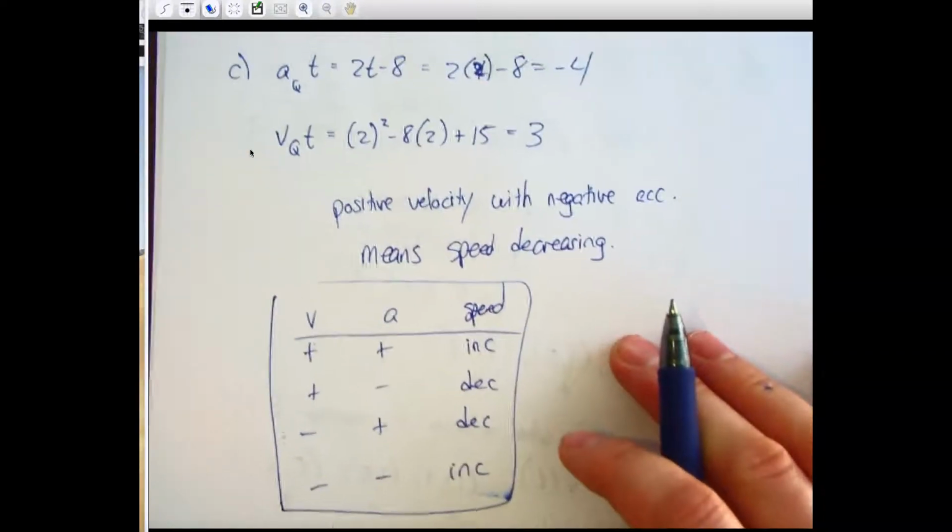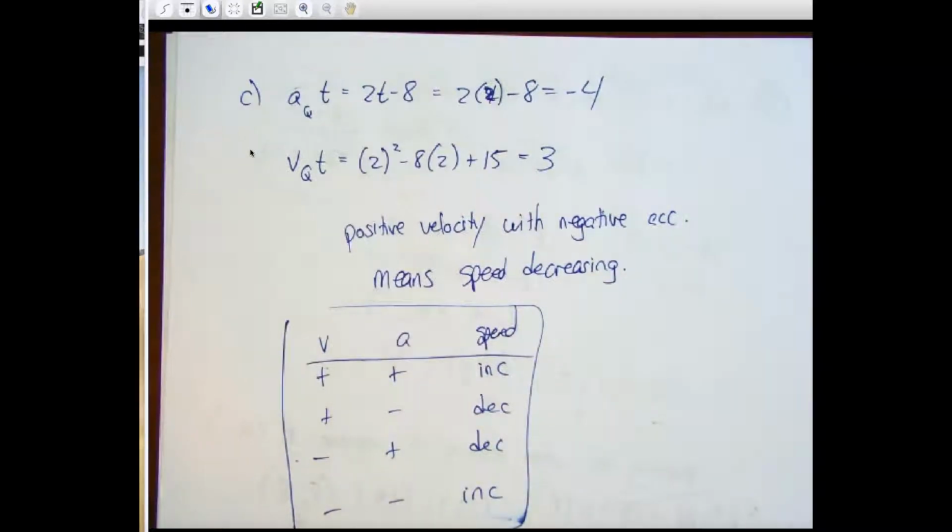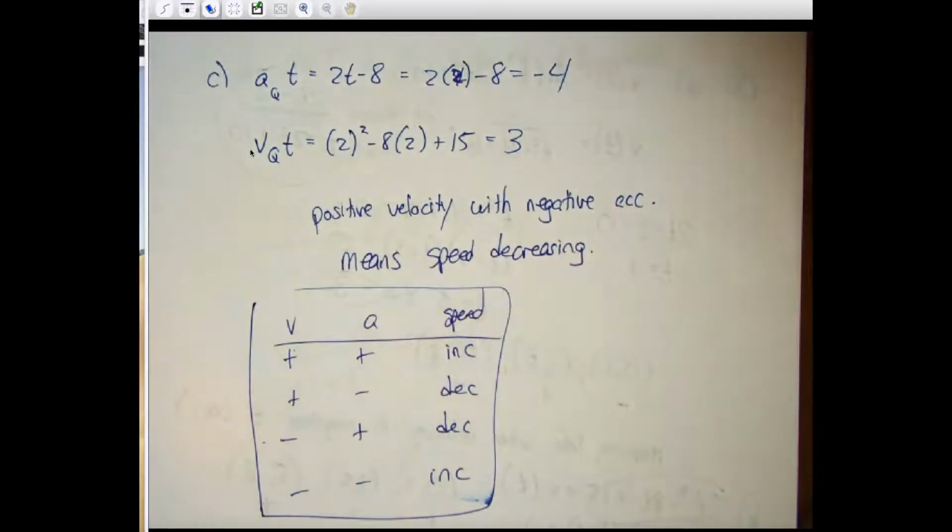Part C, find the acceleration of Q at t equals 2 and tell me if the speed is increasing or decreasing. So acceleration is the derivative, which is the 2t minus 8. I plug that in, I get a negative 4. Well, they're asking about speed.